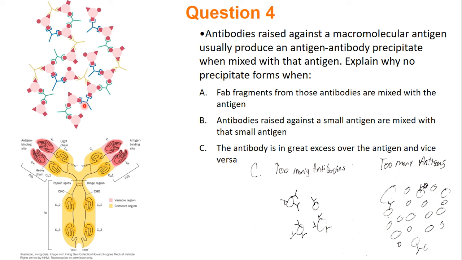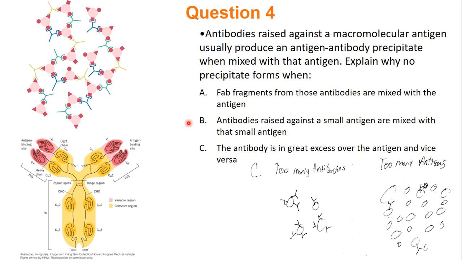Now, if the FC region was gone, if this long stick was gone, you just have floating FAB regions that wouldn't hold together. So the Fab region would still bind your antigen, but it would not create this web because you need the FC region to connect your two FAB regions.